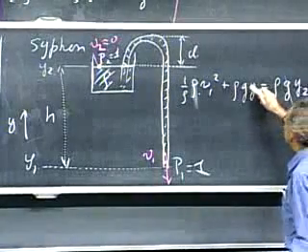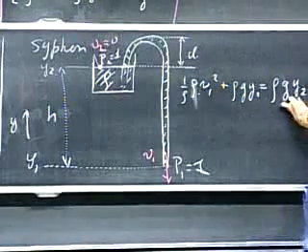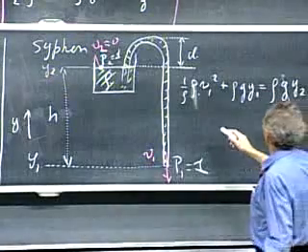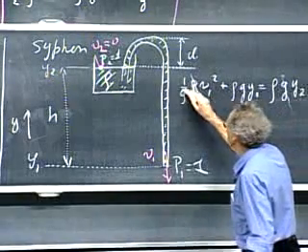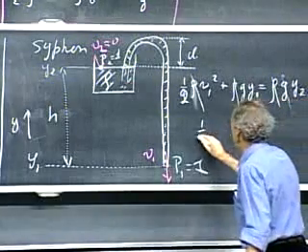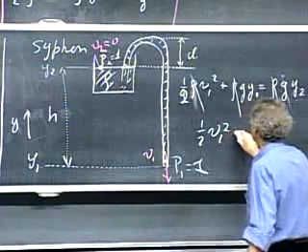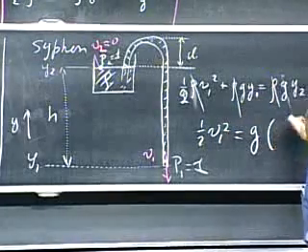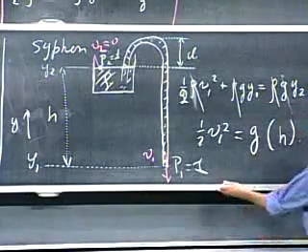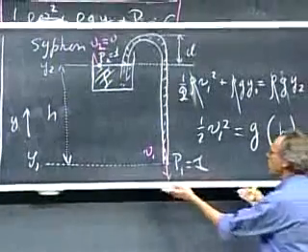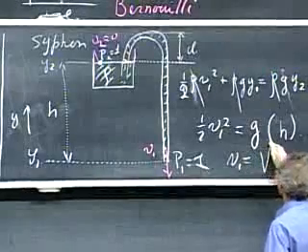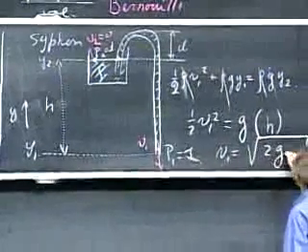I lose my G's. No, I don't lose my G's. 1/2 rho V squared, no, that's fine. And so I lose my rho. This is 1/2. I lose my rho. And so you get that 1/2 V1 squared equals G times Y2 minus Y1, which is H. And so what do you find? That the speed with which this water is running out here, V1, is the square root of 2GH.